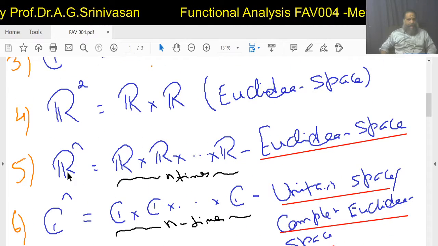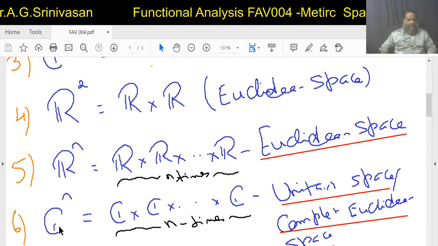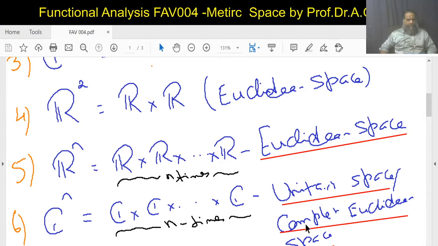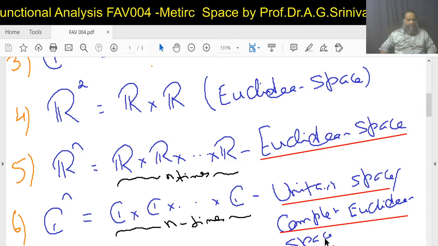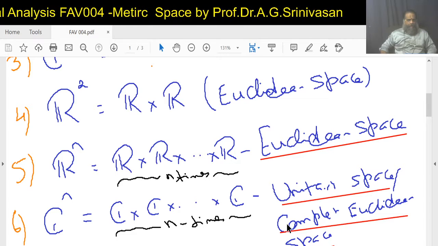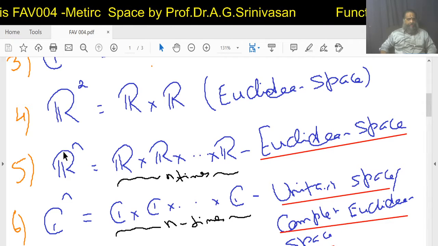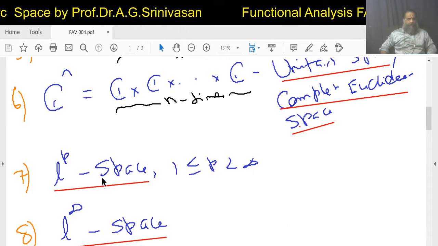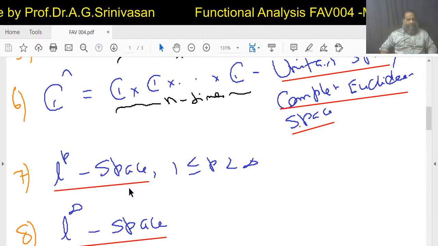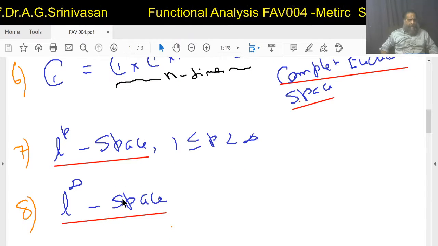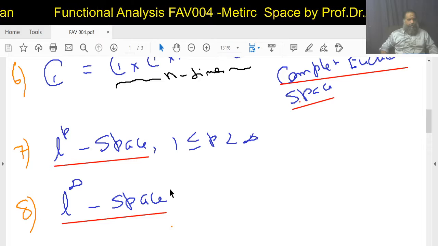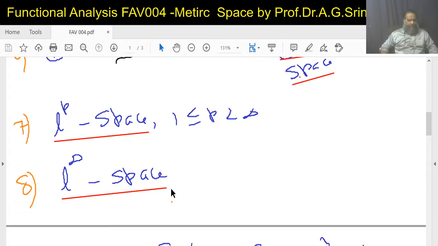If you replace R with C, the set of all complex numbers, Cn is called a unitary space or complex Euclidean space. In the context of complex Euclidean space, Rn is called a real Euclidean space. We also introduce Lp space and L infinity space in the subsequent lectures. These two spaces are going to play a very important role in functional analysis.